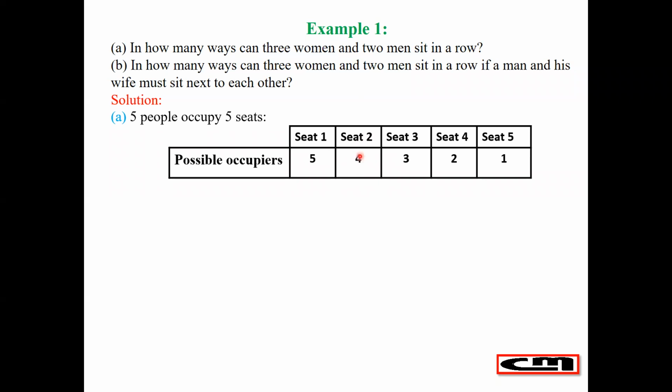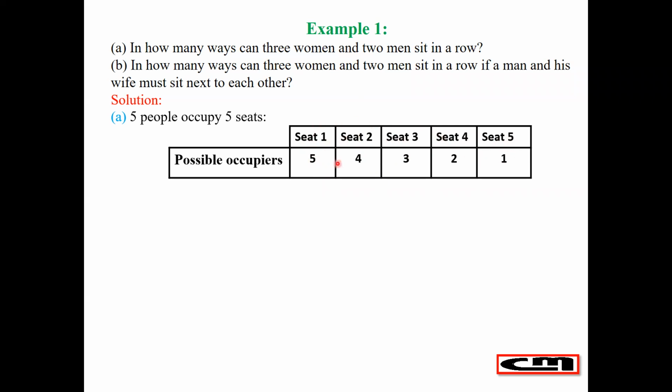Seat number 2, any of the 4 can sit there. Once it's filled, I'm left with 3. Any of the 3 can sit there on seat number 3. Once it's filled, I'm left with 2. Any of the 2 can fill seat number 4. Once it's filled, I only have 1 person for seat number 5. But what is important to note is the 5 representing 5 people. That means we have 5 choices on seat number 1, 4 choices on seat number 2, and so on and so forth. Meaning, in filling the seats, we have different choices.